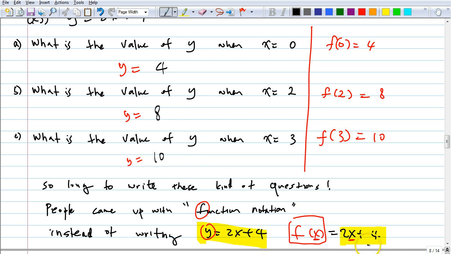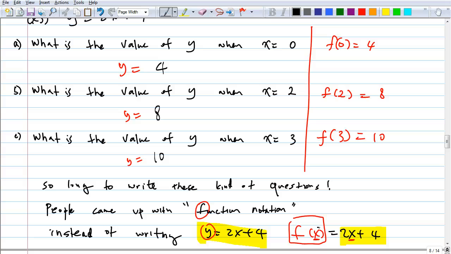Right here, 2x plus 4, right? Isn't that how you get f of x? Whatever the x is, you multiply that by 2 and add 4. So, to go from a regular equation to function notation, all you have to do is what? Instead of writing y, you write f of x. That's it. Any question? Does that make sense? You see how convenient this is if you use function notation?